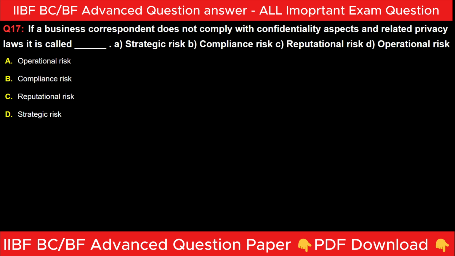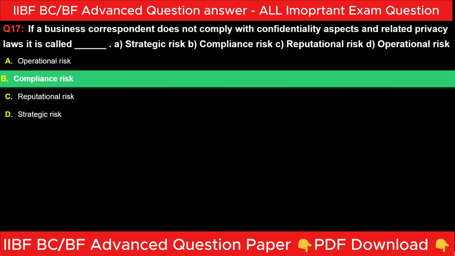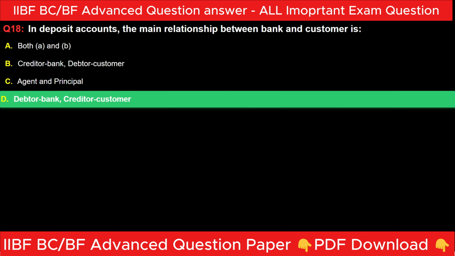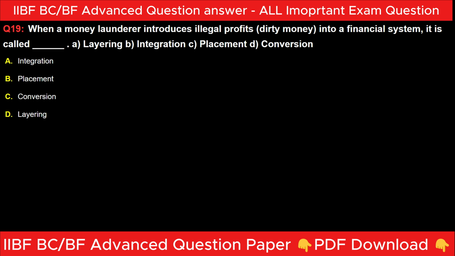If a business correspondent does not comply with confidentiality aspects and related privacy laws, it is called A. Strategic risk. B. Compliance risk. C. Reputational risk. D. Operational risk. Compliance risk. In deposit accounts, the main relationship between bank and customer is debtor bank, creditor customer.